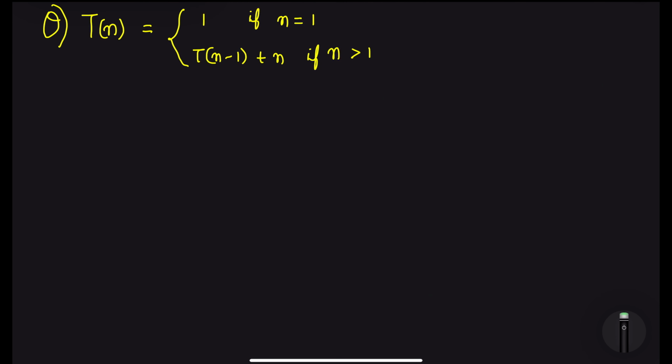Now let's begin the first example. Here we have a recurrence relation, and we are going to solve it using the substitution method. The relation is T(n), where T(n) equals 1 when n is equal to 1, and T(n) is equal to T(n minus 1) plus n if n is greater than 1.